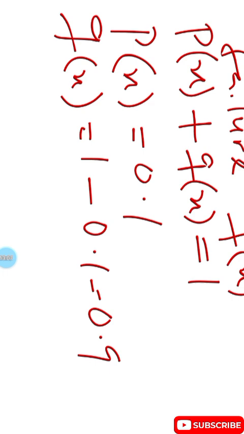So if the probability that I'm going to obtain an event from an experiment is 1/5, then the probability that I'm not going to obtain it is 4/5. So it's just that simple.